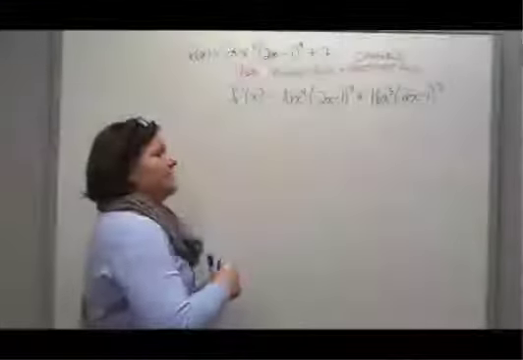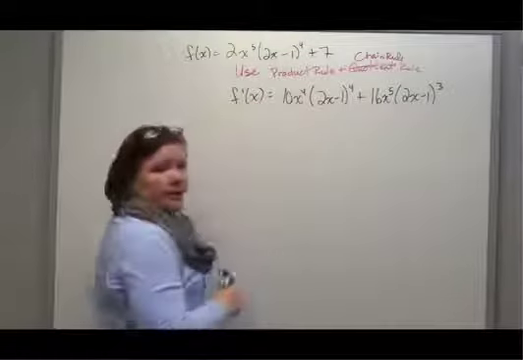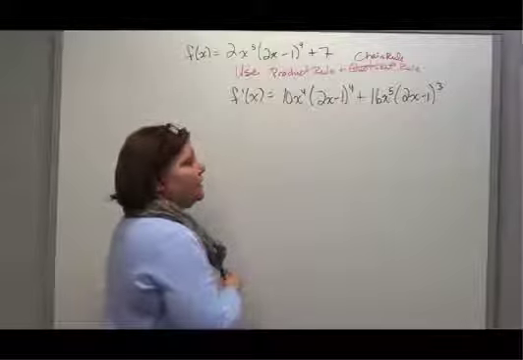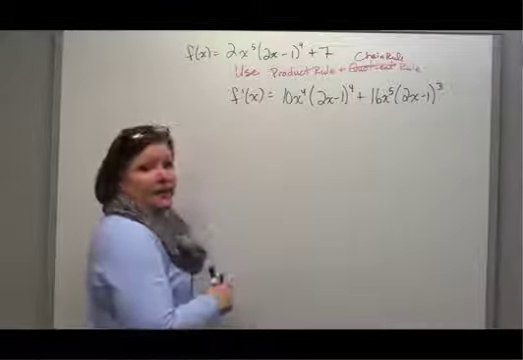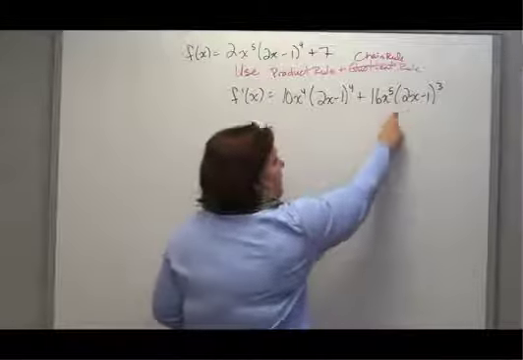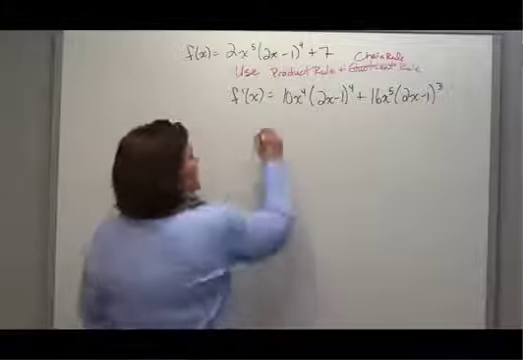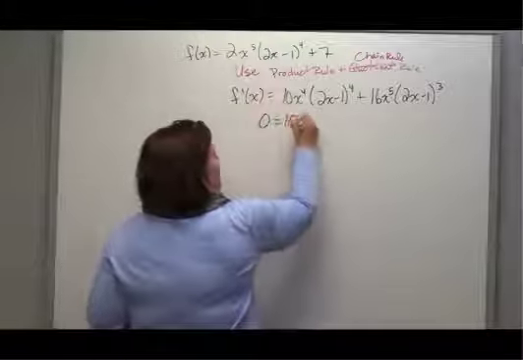Now, the only critical points for this particular one are when f prime equals 0, because f prime makes sense for any x. F prime is always defined. So we're going to set this equal to 0.